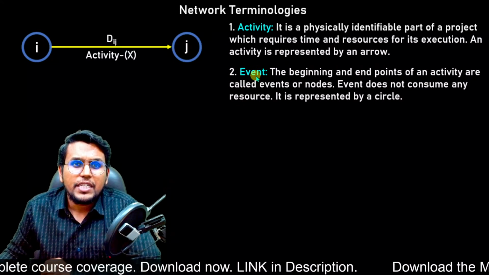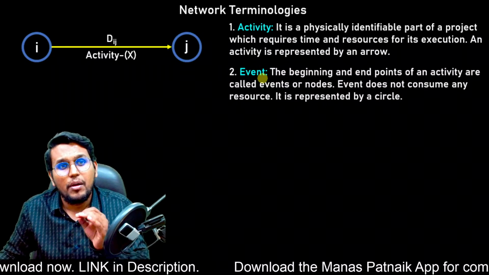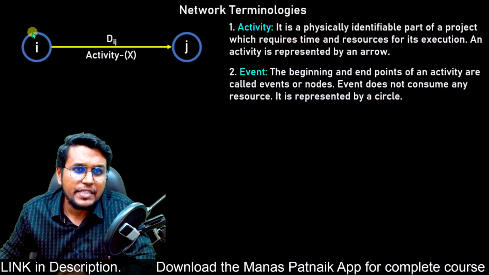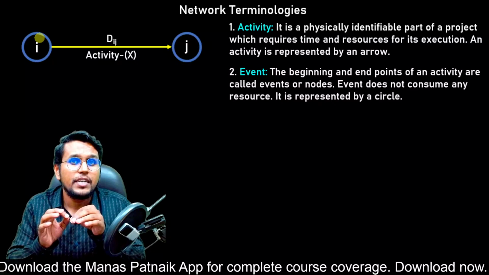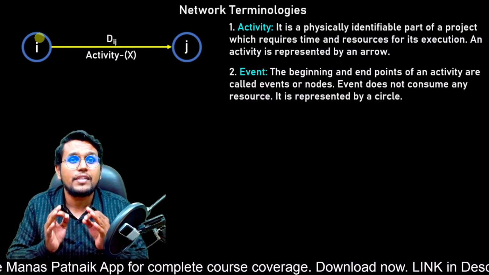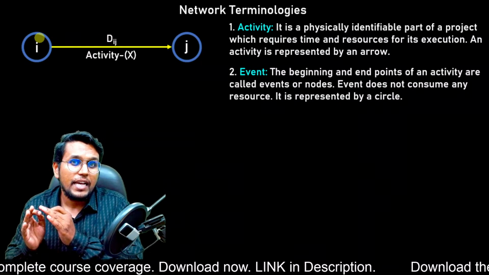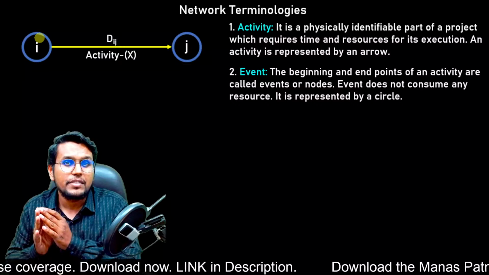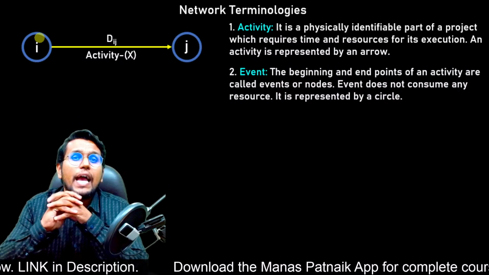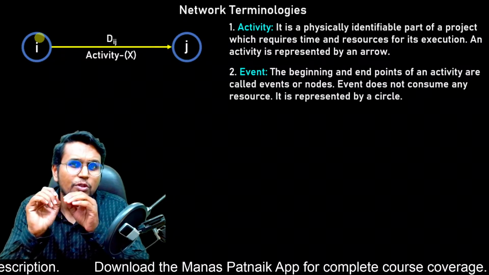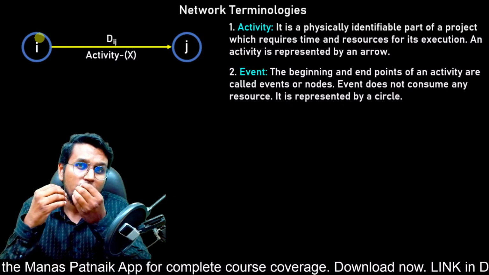Next is the event. An event is basically an instance of time or a point. Here we can see when we have written instant I, that is at a particular time I, the activity is started. So it is called the starting event, and at a particular instance of time J, the activity is completed. So these are called events or nodes. Now, as we have talked about activity, we know that activities are physical activities. They consume money, they consume time.